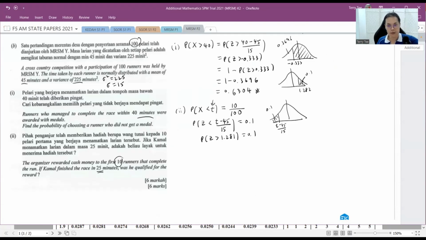So we know that if I were to flip, now you don't have to write this if you don't want to, negative 1.281 is also 0.1, right? When you flip this to the left, negative 1.281, not 1.282, this is also 0.1. Okay, so we know that your (t minus 45) over 15 must be the same as negative 1.281.